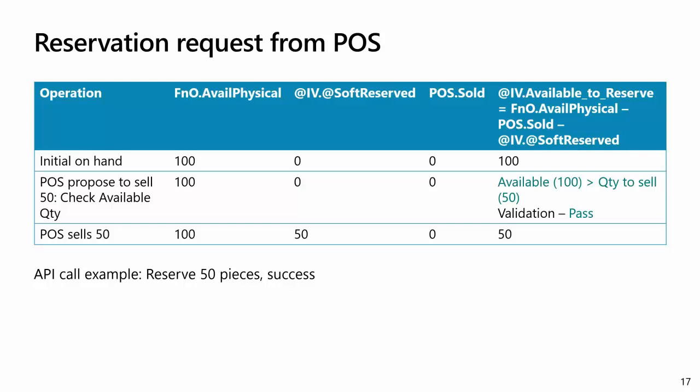With the API call to reserve 50 pieces, we actually first check if the available for reserved quantity exceeds the quantities we asked, and we will pass the validation.